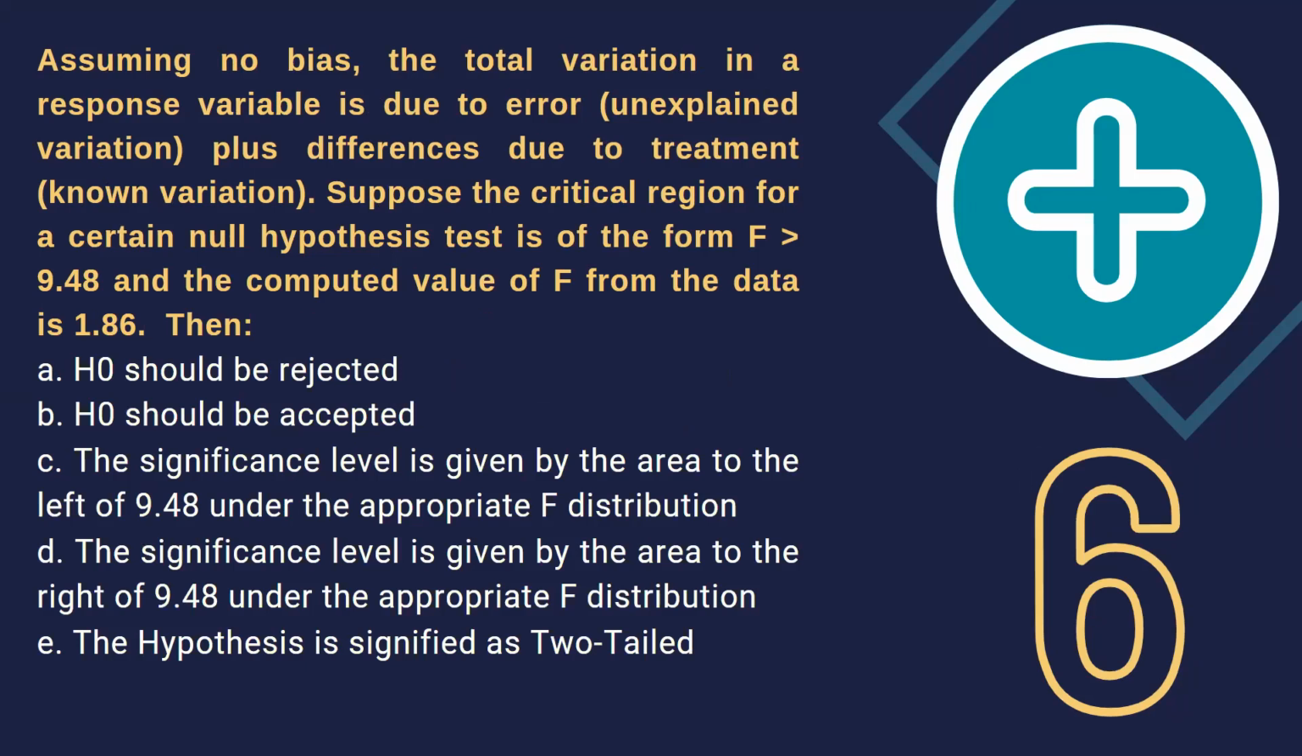Assuming no bias, the total variation in a response variable is due to error, unexplained variation, plus differences due to treatment, which is the known variation. Suppose the critical region for a certain null hypothesis test is of the form F is greater than 9.48 and the computed value of F from the data is 1.86. A, null hypothesis should be rejected. B, null hypothesis should be accepted. C, the level of significance is given by the area to the left of 9.48. D, the level of significance is given by the area to the right of 9.48, and the hypothesis is two-tailed.